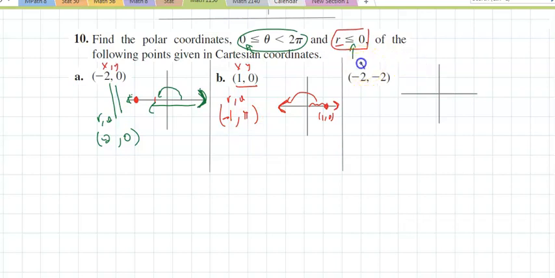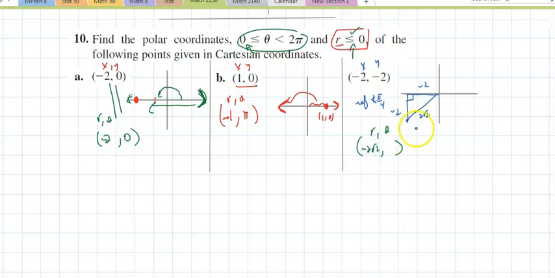And if this is x and y, we did this already. We moved 2 back, 2 down. We already figured out this is 2 radical 2, and we figured out the reference angle was pi over 4. The exception now is we want r to be negative. So for r and theta, we want r to be negative 2 radical 2.